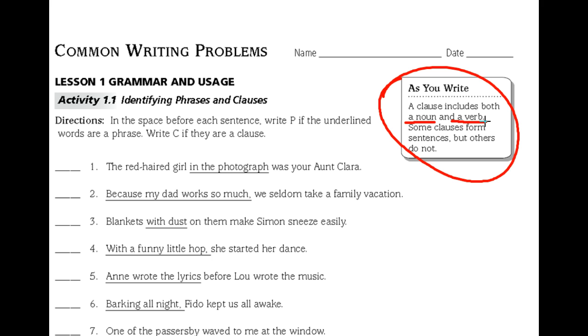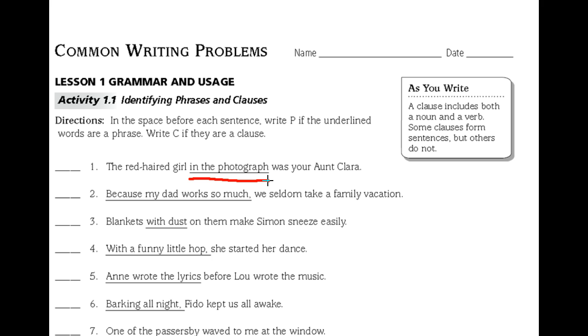If you look at number 1, the red-haired girl in the photograph was your Aunt Clara. Well, number 1 has in the photograph underlined. And so that is either a clause or a phrase. If you think way back to when we were talking about prepositional phrases last week, you remember that a prepositional phrase begins with a preposition and ends with a noun.